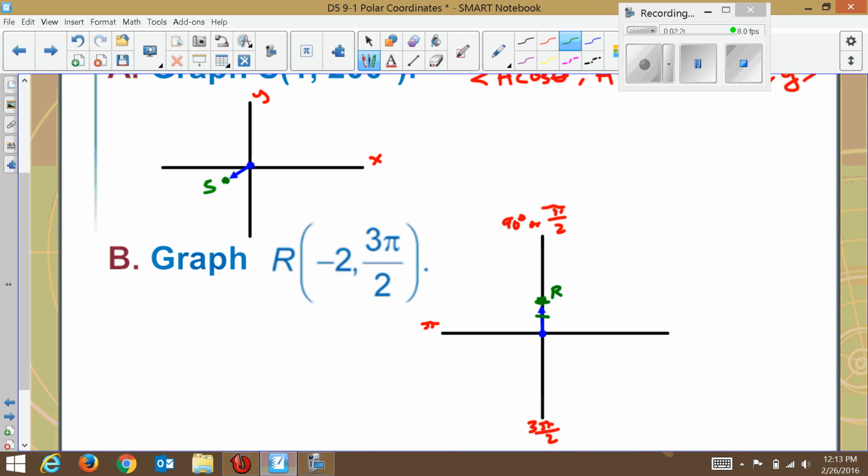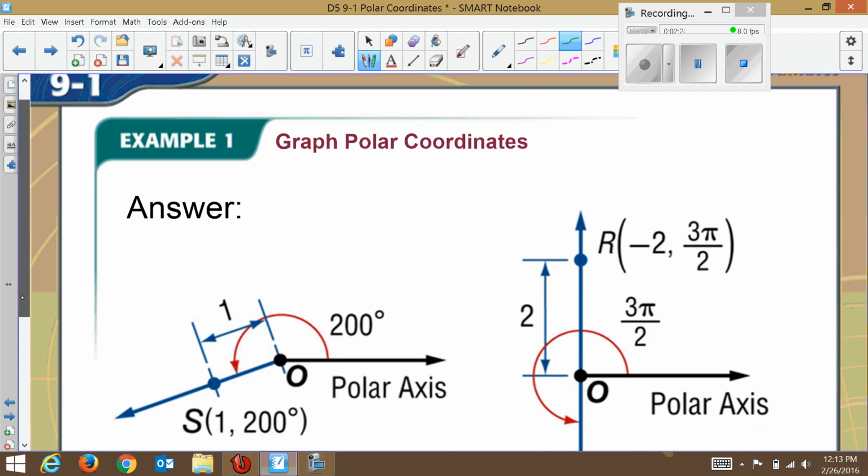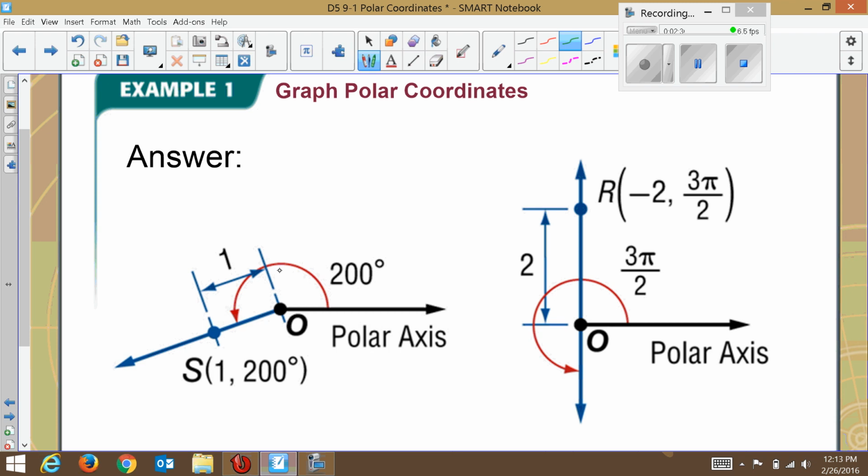I have here more appropriately graphed both those points. So point S was found at 200 degrees, 1 unit away. Here, I went 270 degrees, or 3 pi over 2, and then I went the opposite direction for 2 units.